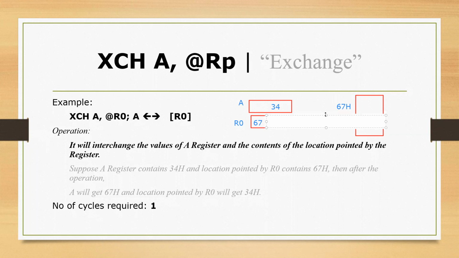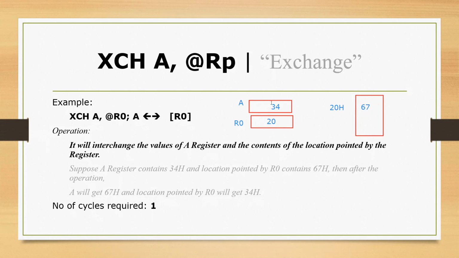Sorry. The R0 register contains some value, that is 20, and 20 hex memory location contains the value 67. So when the exchange instruction happens, it will interchange the value of A register and the content of the location pointed by the register.